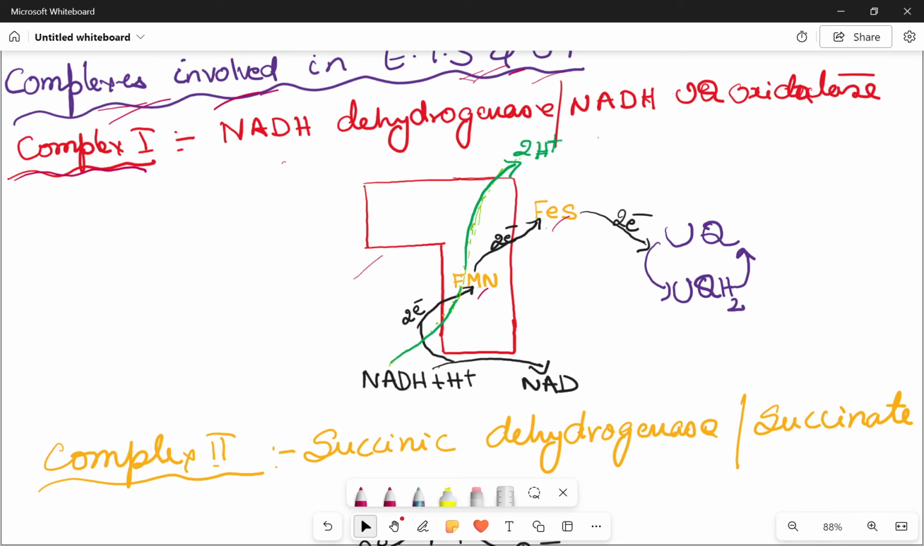So this is the NADH dehydrogenase complex or NADH ubiquinone oxidoreductase complex. It has two prosthetic groups, FMN, flavin mononucleotide, and iron sulfur. This is about complex 1.